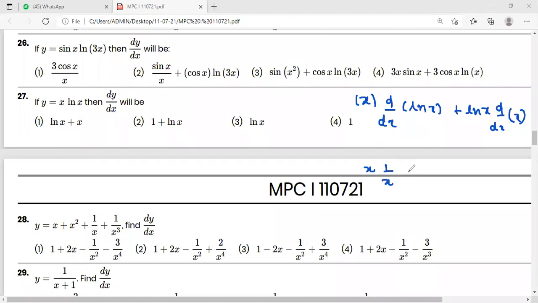That is 1 by x, no? Plus log x into derivative of x will be 1 only. So x and x will cancel here. Simply the answer will be 1 plus log x. So second option will be the correct answer.